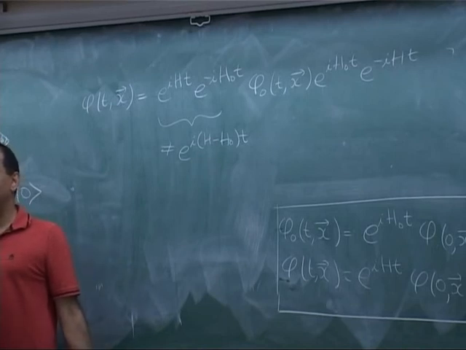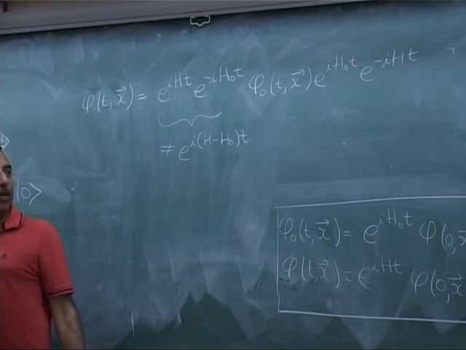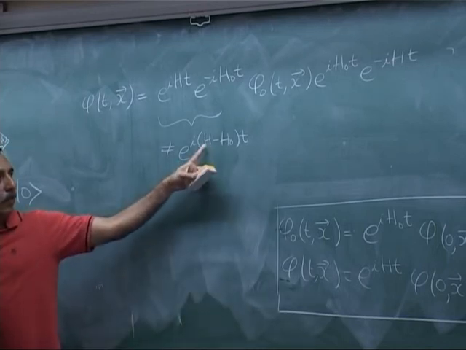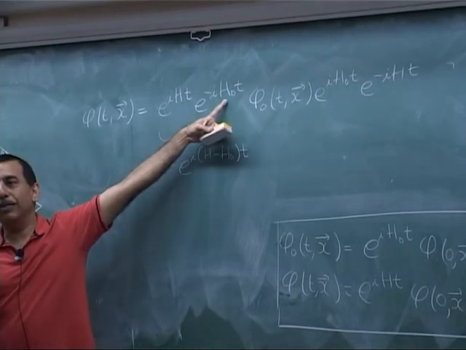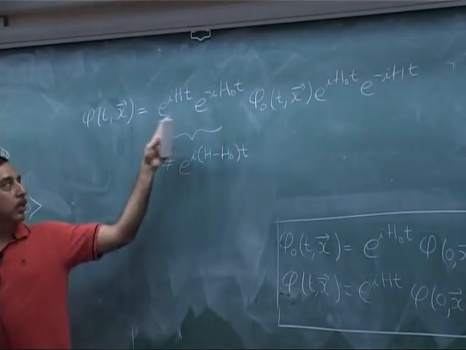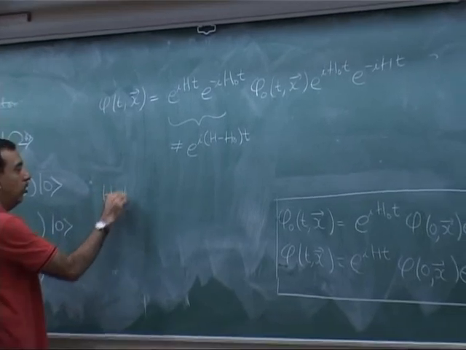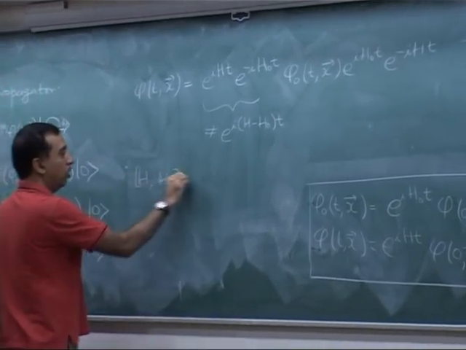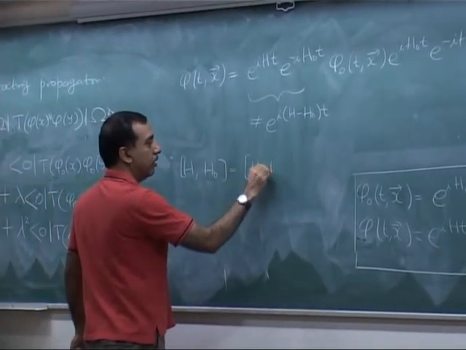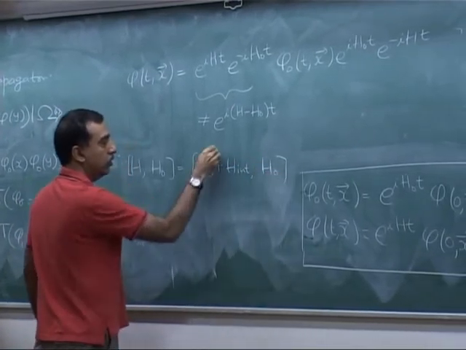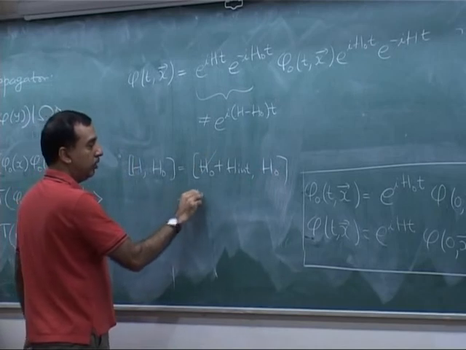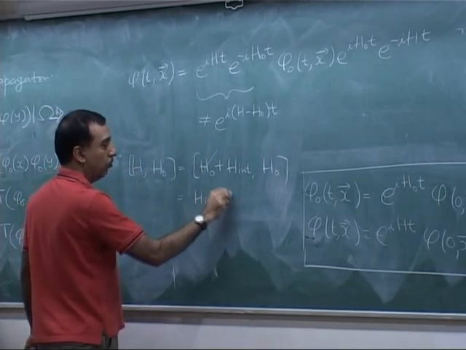They are operators and they don't commute, in fact. One way to see that they don't commute is that the commutator of H and H naught is the same as the commutator of H int and H naught, because H with H naught is equal to H naught plus H int with H naught. So the first term of course is 0. So it's H interaction with H naught.